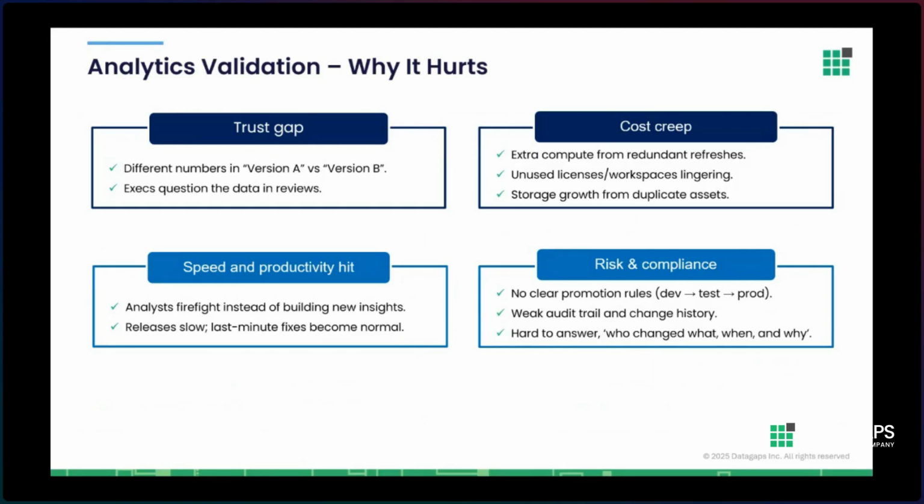And finally, there's the whole risk and compliance aspect. Without clear rules or a proper audit trail, it's hard to track who changed what and when. This is a big problem during audits. So in short, without a proper structure, every release pays a hidden data tax.